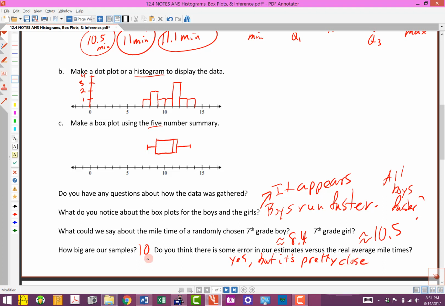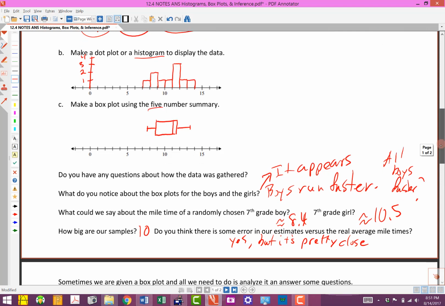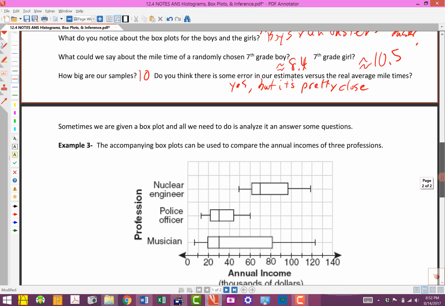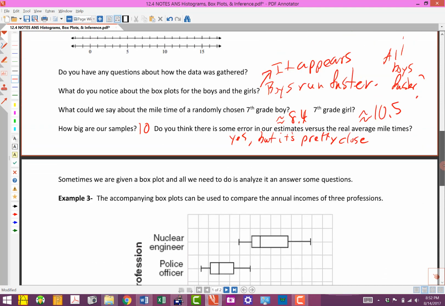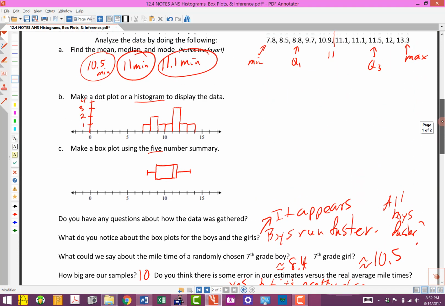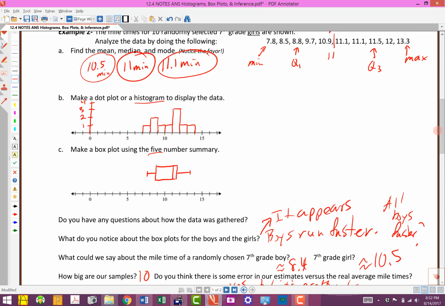Now, what could we do to improve that? Well, we could probably increase the sample size from 10 to maybe 50 or 60 or something like that. That would probably give us a more accurate estimate, and maybe reduce our error. But again, we talked about why we did 10. Just makes it a little bit easier to deal with. So that's how we take data and come up with some displays like a histogram or a box plot.